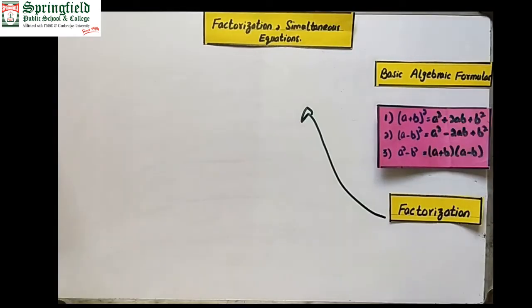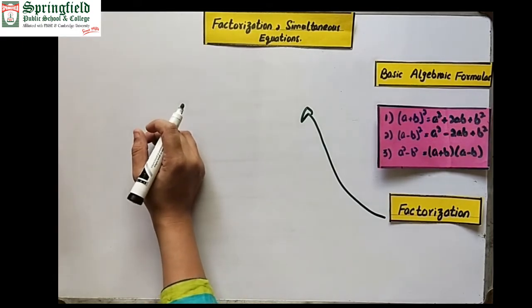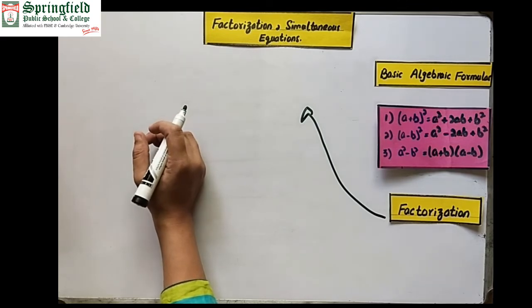Okay, now second point. So beta, we can factorize an algebraic expression by many types, but in this assignment we will just do type 1. It means we will factorize according to type 1, and type 1 is taking the common of same variables or numbers.